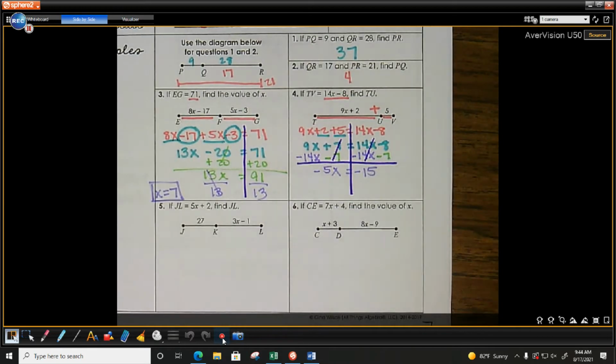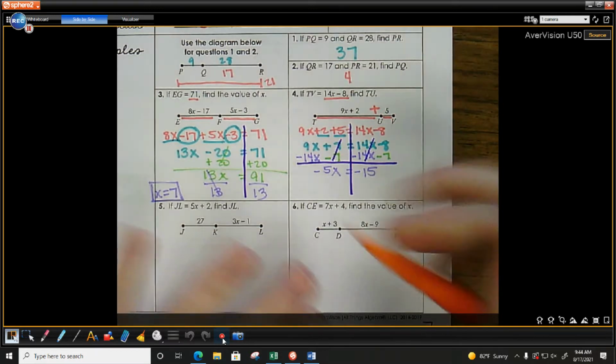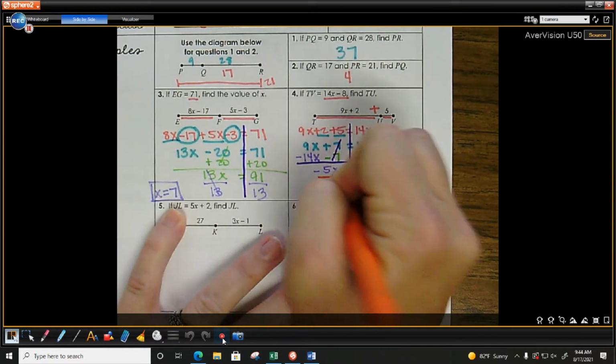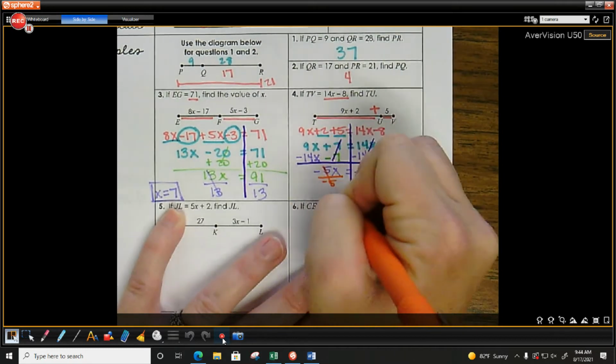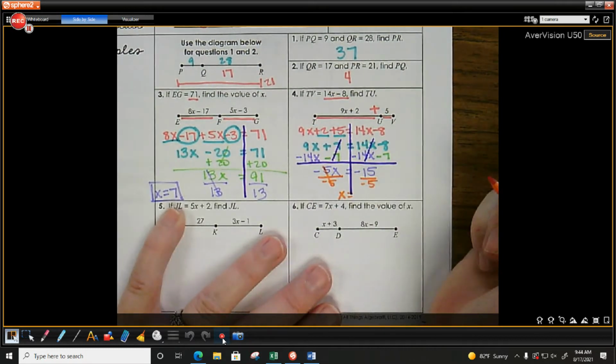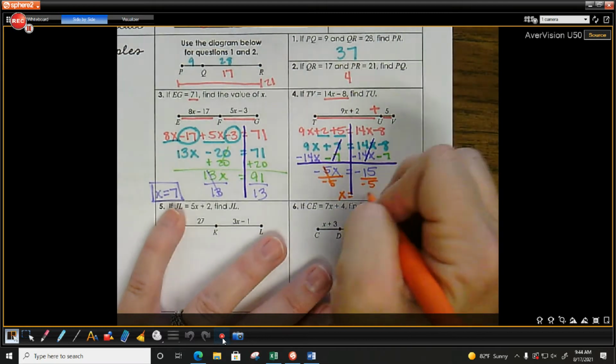I need one more color. Hold on. Divide both sides by negative 5. And I get what? X equals 5. Oh my God. Is that the answer?